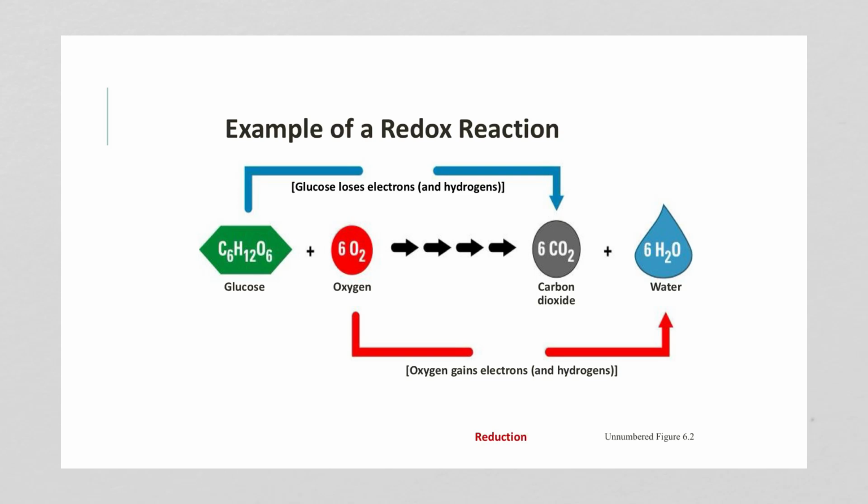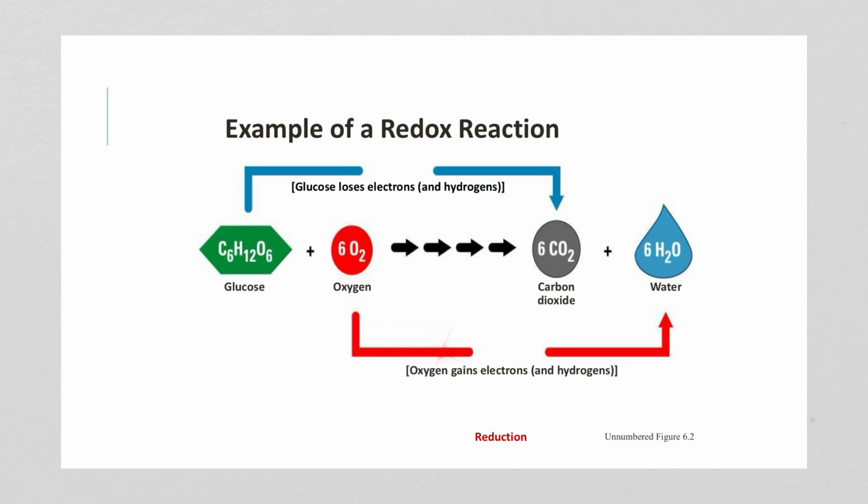So just a hint, photosynthesis and cellular respiration are examples of redox reactions. So if we look at glucose here, glucose during the reaction will lose its hydrogens to oxygen. So glucose is being oxidized to carbon dioxide. Oxygen is being reduced to water. So glucose loses the electrons and the hydrogens to become carbon dioxide. So that's an example of oxidation.